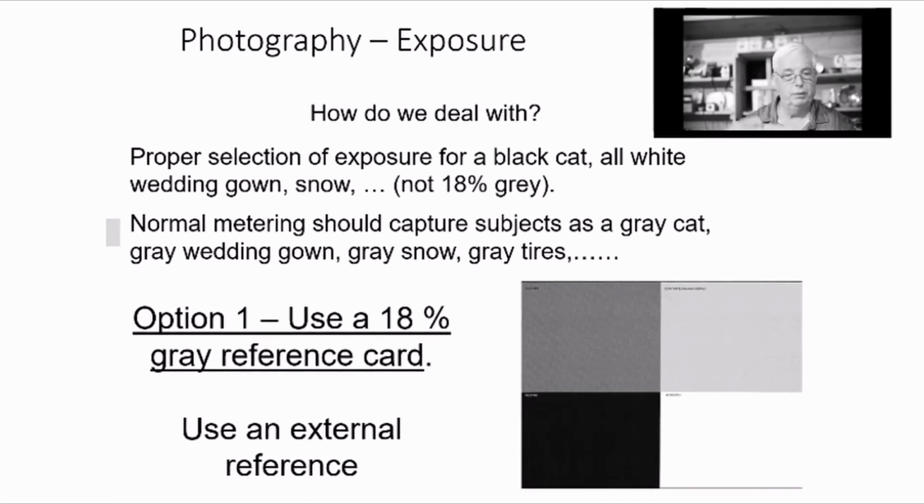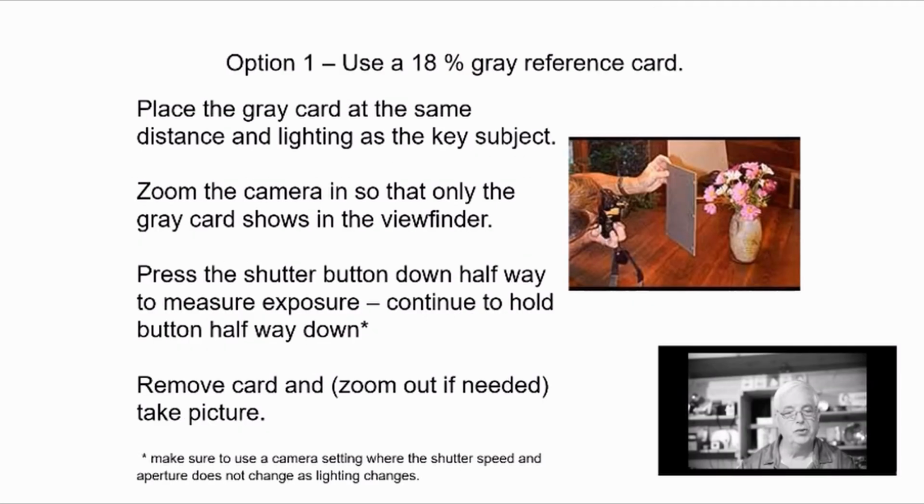So how do you fix it, at least at the level of this vlog? You can buy an 18% gray card and you use it to set your exposure. So it's called an external reference. So you place the gray card at the same distance and lighting as your key subject. You zoom the camera in so only the gray card shows in the viewfinder. You push your shutter button halfway down.